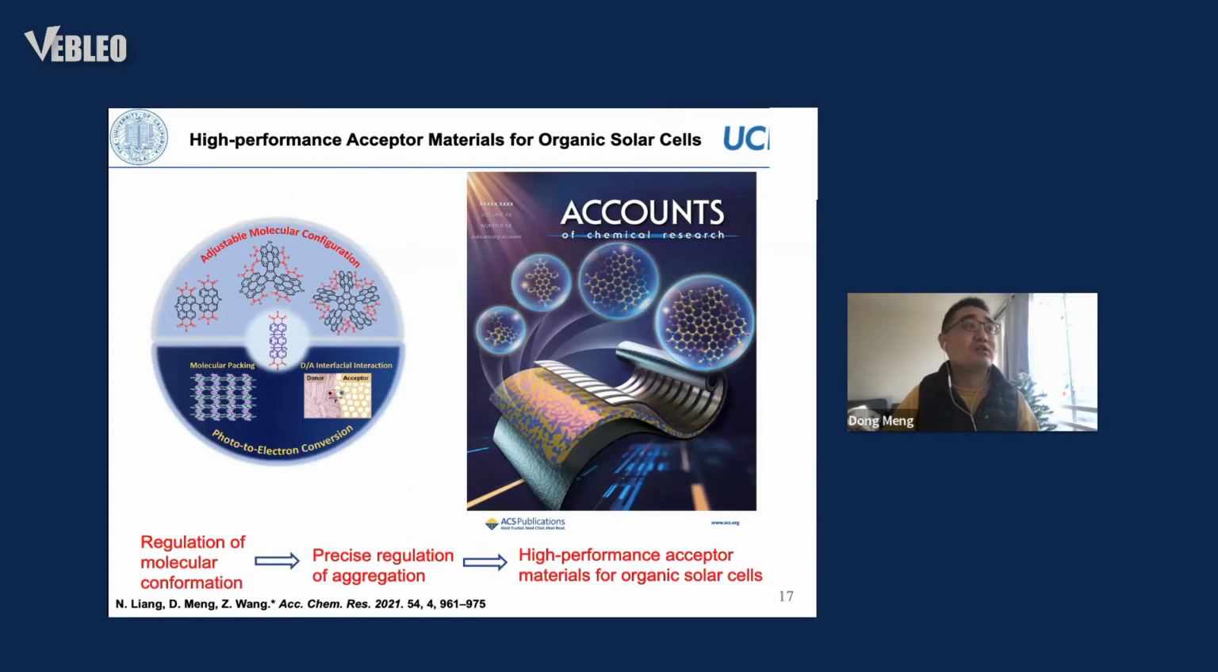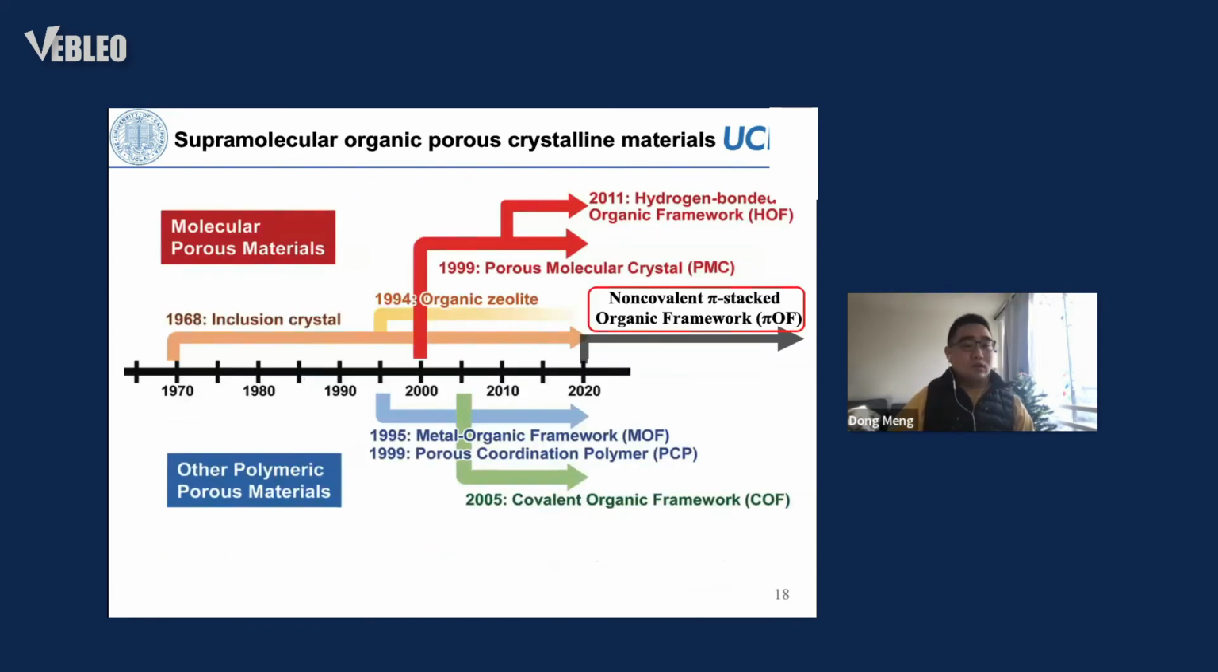We do a summary for this part. We used more adjustable molecular configurations to get precise regulation of the aggregations, with different packing models, and we can get high-performance acceptor materials for organic solar cells. We were also invited to write a review paper in Accounts of Chemical Research about polyamides as substrate materials for organic solar cells. Pi-conjugated molecular materials are another major research field related to organic porous crystalline materials.